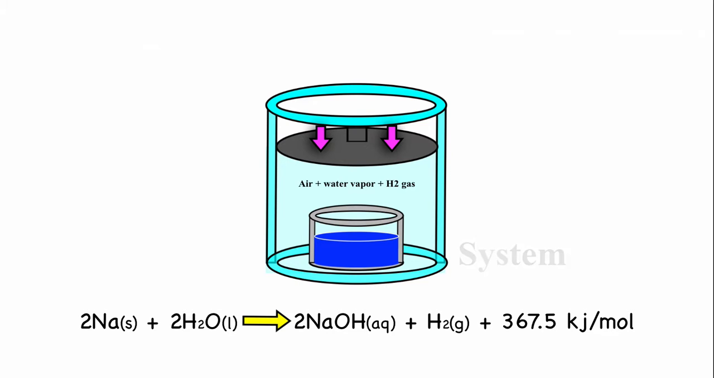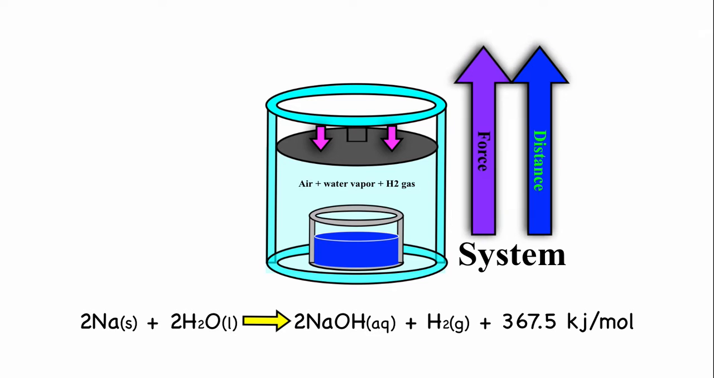From this reaction, we would say that the system does work on the surroundings, because for the newly formed gas to enter the atmosphere, or in this case enter the volume of the cylinder, it must push back the surrounding air molecules that are coming down on the piston covering the cylinder.